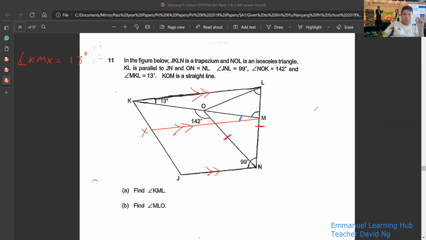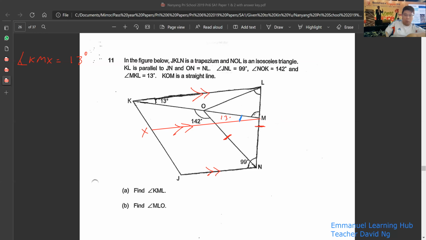Whenever you see parallel lines, there's only a few angles you are dealing with: alternate angles, corresponding angles, and supplementary angles. That's all. For PSLE, only these three, where parallel lines are concerned. Okay?